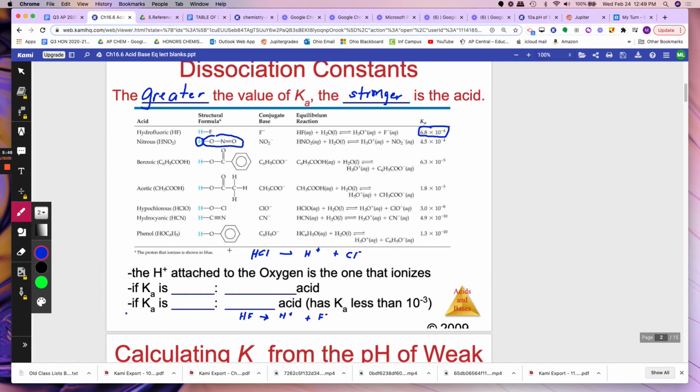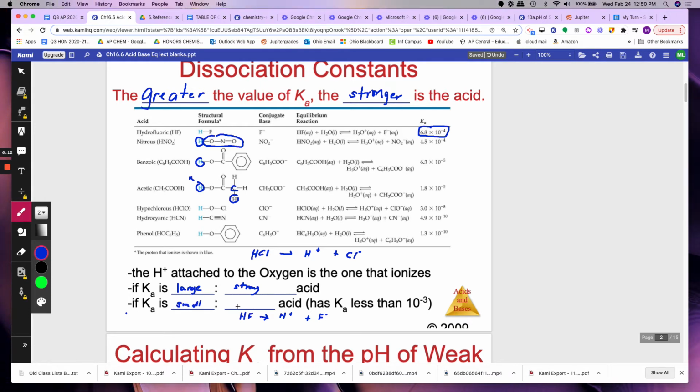So remember that the H plus attached to the O is the one that comes off. In this substance here, this H is not coming off because it's on the carbon. It's this H that's coming off. If Ka is large, that means it is a strong acid. If Ka is small, that means it is a weak acid.